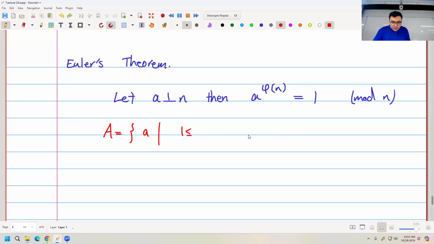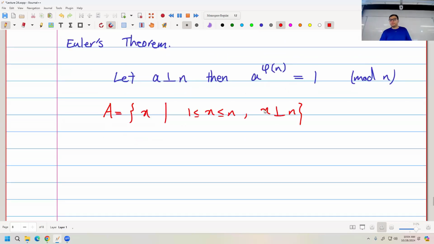Actually, I should use a different notation because a is supposed to mean something there. So all the numbers x between 1 and n such that x is relatively prime to n. I call this set big A. Okay. And now I look at the same function. Remember the function that we had when we were doing Fermat's little theorem was f sub a. But now I consider this a function from A to A, which takes any number x and maps it to x times a.